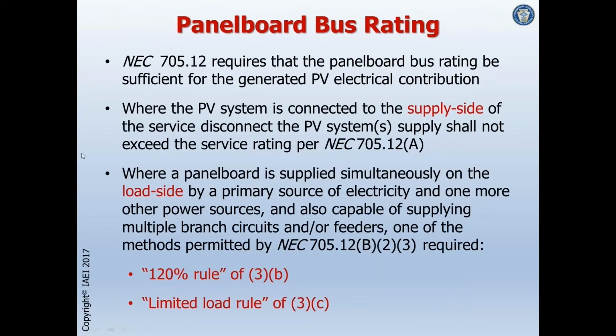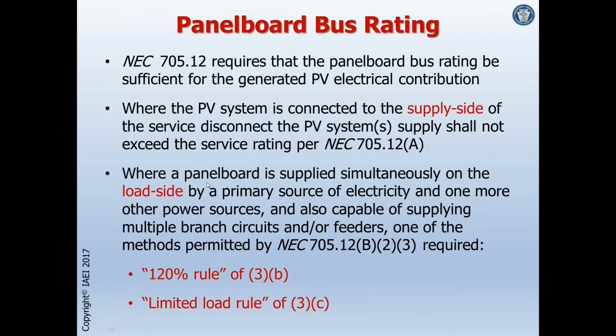You'll find those limitations for load side connections in 705.12. And the basic rule is that the panel board have a bus rating sufficient for the PV contribution. If it's a supply side connection, you have a different set of rules, and basically that means you're interconnecting on the supply side of the main breaker. So the main breaker will protect the panel bus, but obviously you can't exceed the rating of the service at that point. So you have a higher limitation, but there is still a limitation for a supply side connected system.